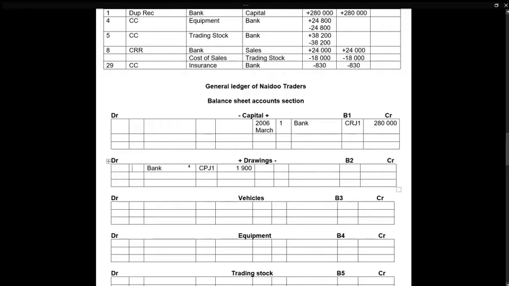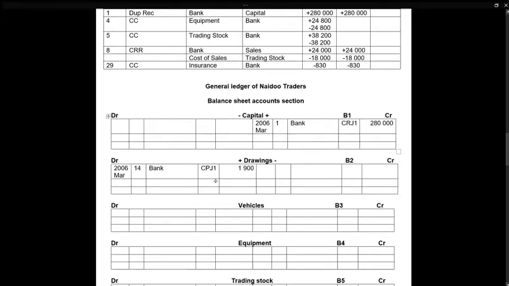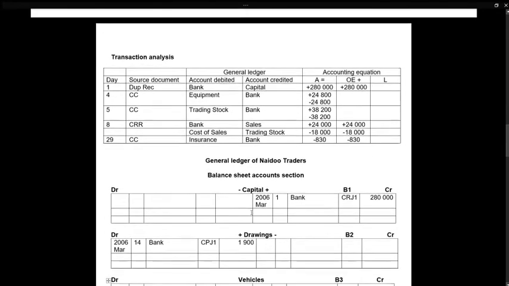This took place on the 14th, 2006 and March. Right, I'm just going to put the first 3 letters. Right, so drawings is being debited. If I want to find my credit, where do I need to go and have a look? In my bank account. Okay, next one, vehicles.